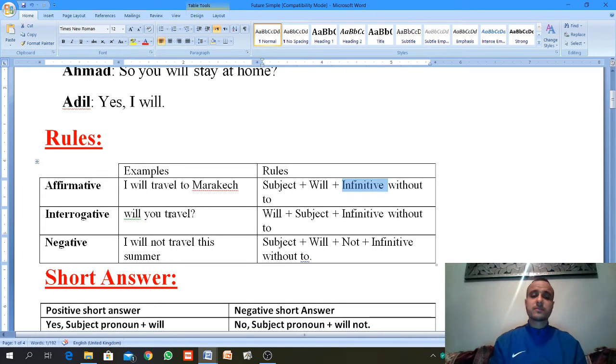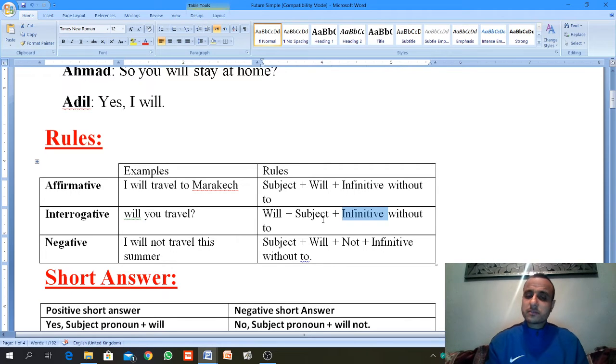Now the interrogative. Will you travel? What do we notice here? We switch the auxiliary verb and the subject. So will, you is the subject, travel is the infinitive without to. So the rule is will plus subject plus infinitive without to. Will you travel? So in the affirmative we have subject will. In the interrogative we have will subject. We switch the auxiliary verb and the subject.